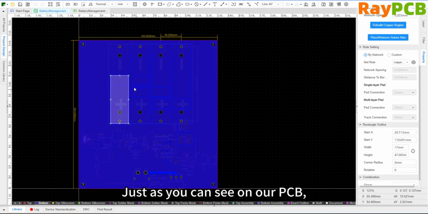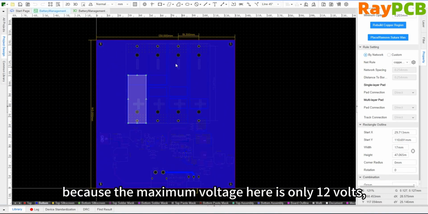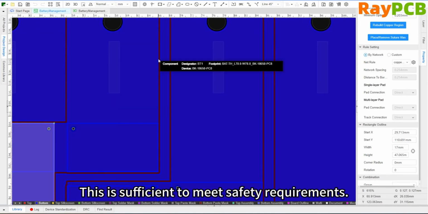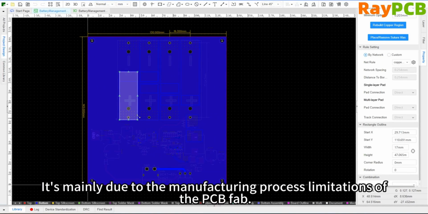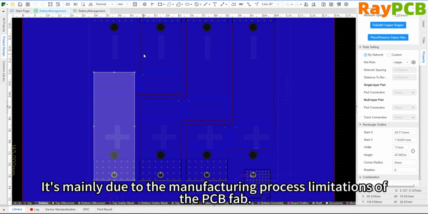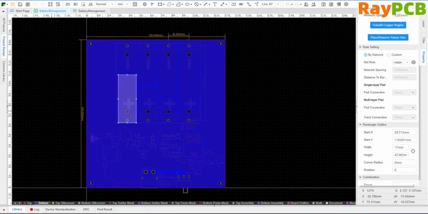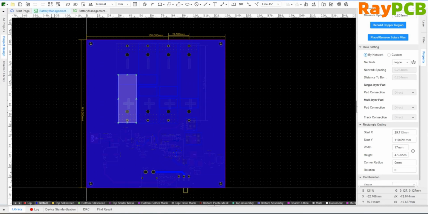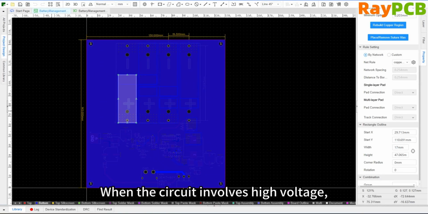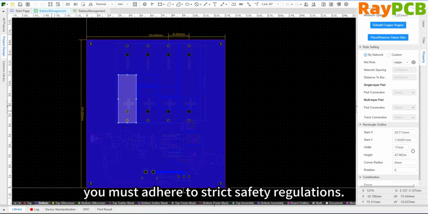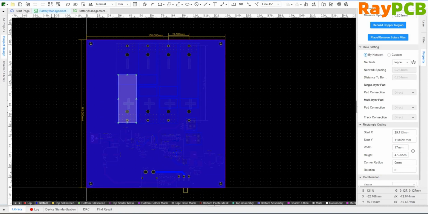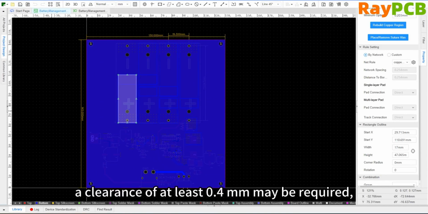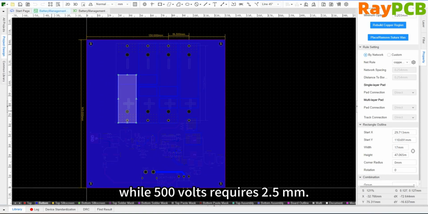Just like with our PCB here, you can see that since the highest voltage is only 12V, a safety spacing of 10mm is sufficient to meet safety requirements. The main point is that if the PCB manufacturer has to make the spacing any smaller, it will increase the cost. Strict requirements for high voltage use. When high voltage is involved in the circuit, usually referring to voltages above 48V, strict safety standards must be followed. Generally, for 100V DC, at least 0.4 mm of spacing is required, while 500V requires 2.5 mm. So when high voltage input is involved, the safety spacing needs to be increased.